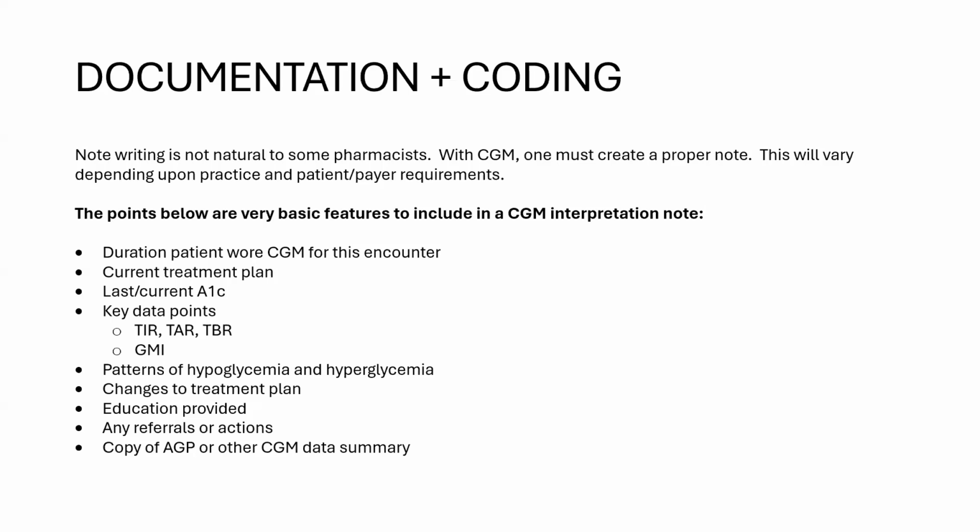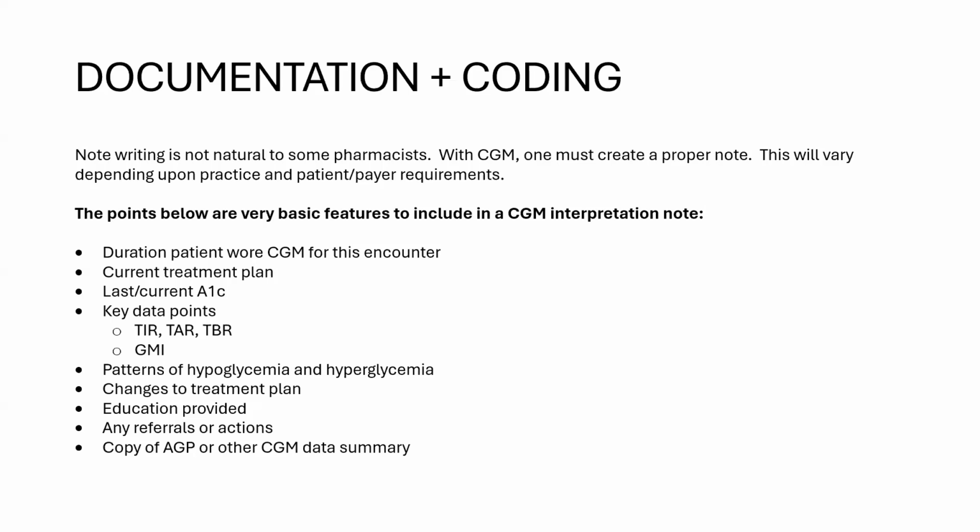encounter? What is our current treatment plan? Our last most current A1C? Key data points from the CGM data download: time in range, above range, below range, your GMI. Discussion a little bit about the patterns that you end up seeing, what the changes to the treatment plan end up being, education provided, referrals, and also it's certainly my recommendation to include a copy of the AGP or other CGM data summary whenever possible or appropriate with that.